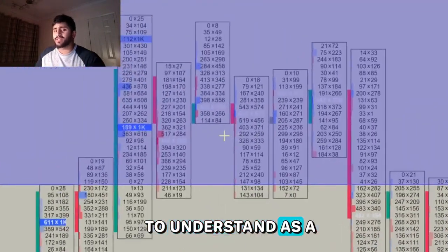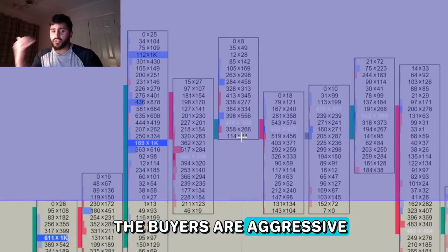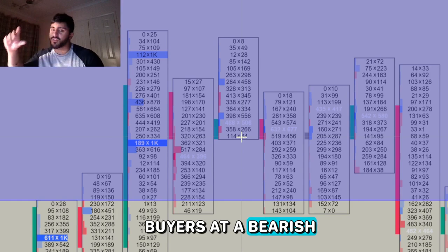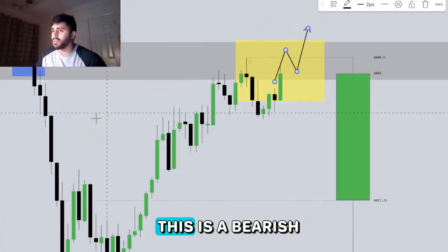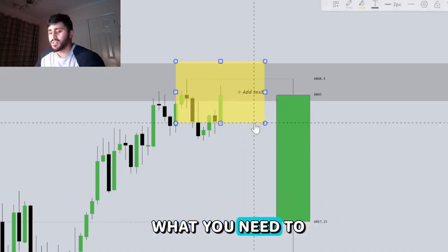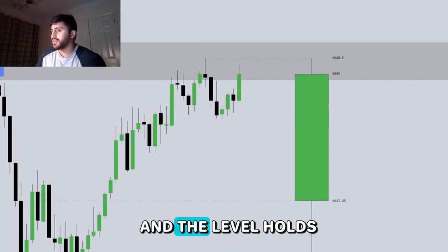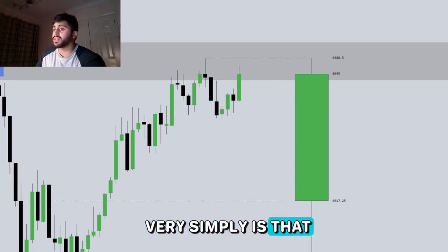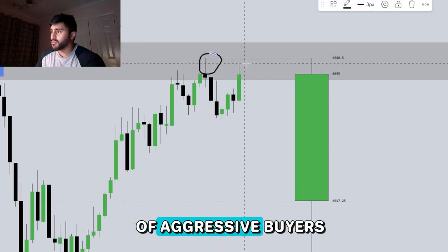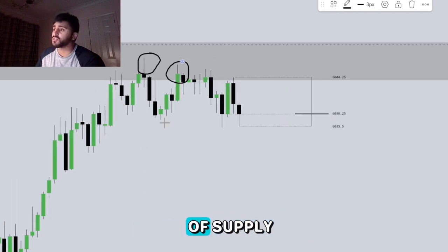But what we need to understand as a trader is we need to look at who is aggressive. If the buyers are aggressive, their only goal is to move price higher. So when we see aggressive buyers at a bearish fair value gap, and remember, we're at a bearish fair value gap, we have a lot of aggressive buyers in this region. What you need to understand is that the level itself holds. So when you see a lot of aggressive buyers and the level holds, what this means very simply is that the level itself is strong. This is what we call a strong level. Here we had lots of aggressive buyers and here we had lots of aggressive buyers. Despite that, the market was able to find an area of supply.